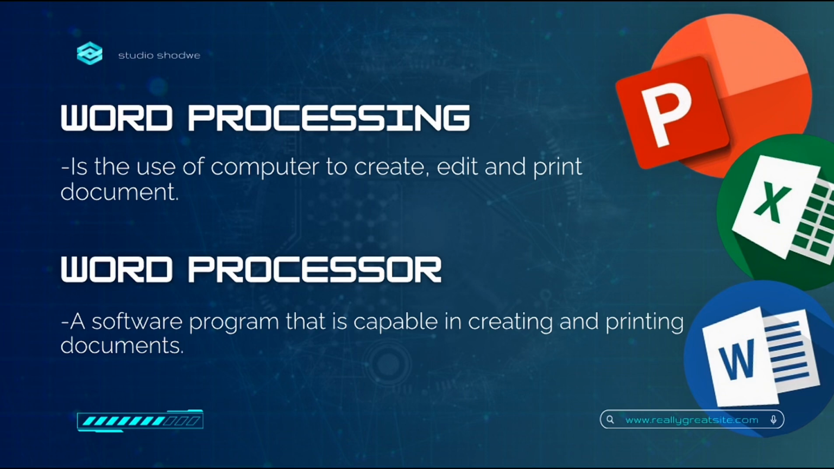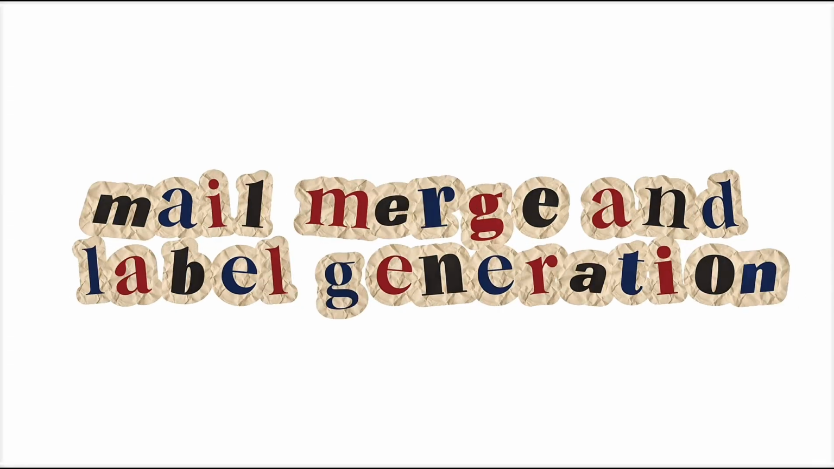It goes beyond basic typing and formatting to include functions like styles and templates, mail merge, table of contents, collaboration tools, and document automation, all aimed at improving accuracy, consistency, and productivity. And now, we're going to tackle mail merge and table generation.